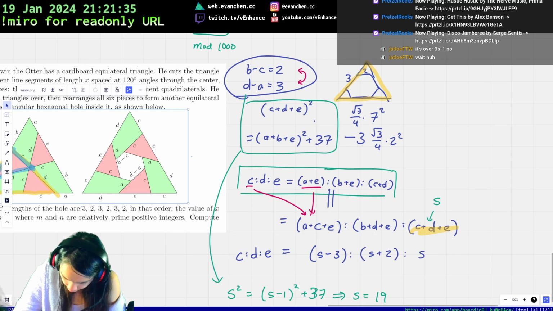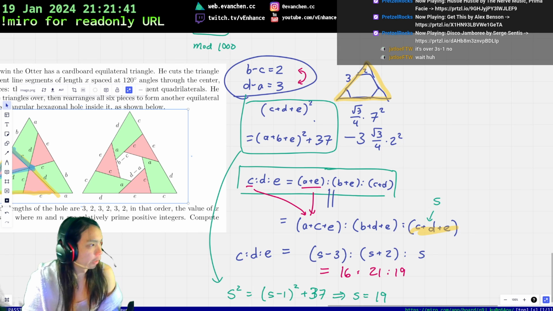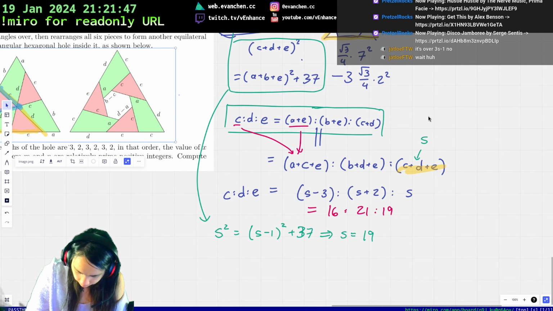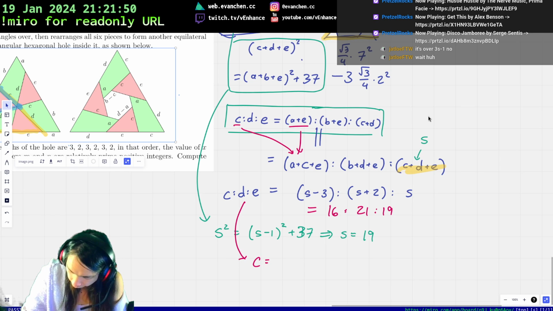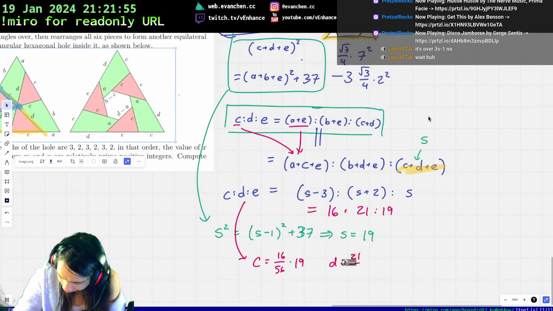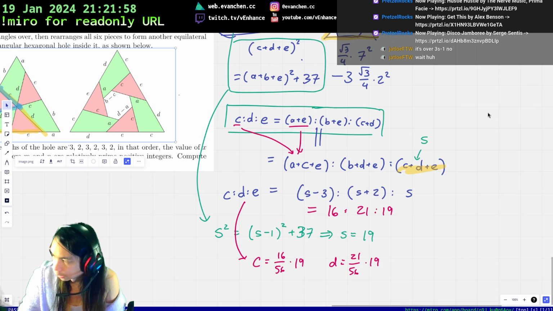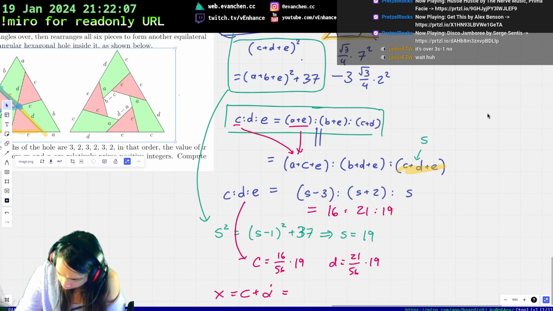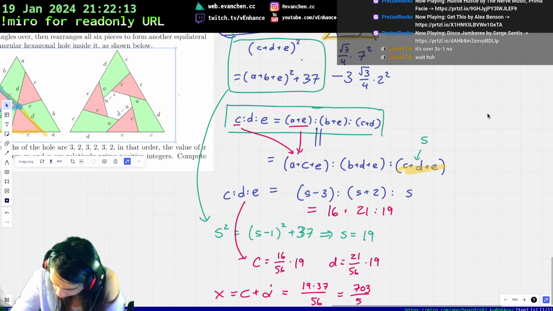That gives you this ratio. This is now 16 to 21 to 19. And if we know the sum and all the ratios, that should let us recover CDE. Namely, C equals 16 over 56 times 19. D equals 21 over 56 times 19. And E is just whatever it is. We don't care what E is because the problem is asking for C plus D. C plus D is equal to 19 times 37 over 56. So this is 703 over 56. And that gives you the final answer, 759.